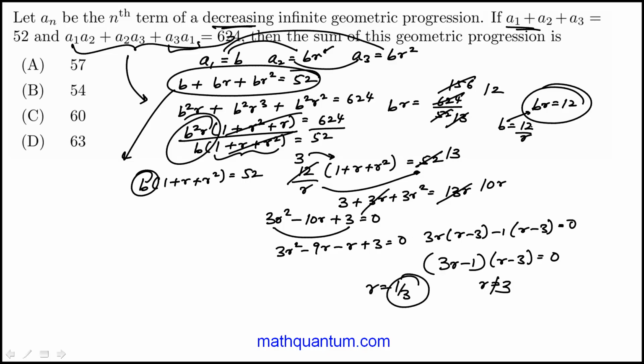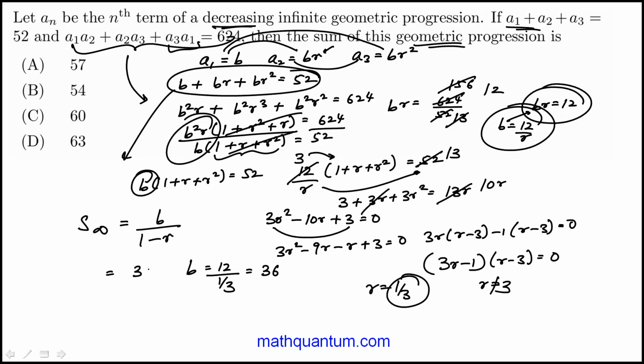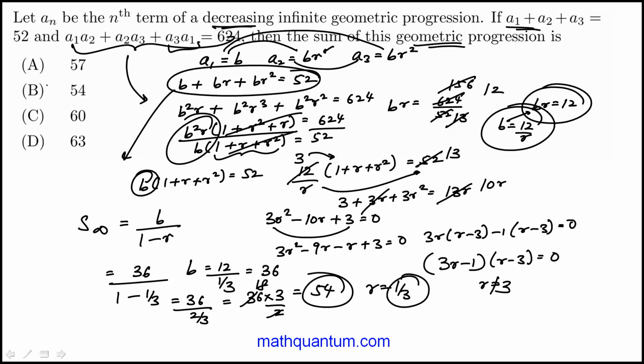So we know what r is. I can figure out b from this, 12 divided by 1/3, which is 36. And then we need to find the sum of this infinite geometric progression, which is b over 1 minus r. So 36 over 1 minus 1/3, which is 36 over 2/3. And this is the easy part. So we end up with 54, which is choice B.